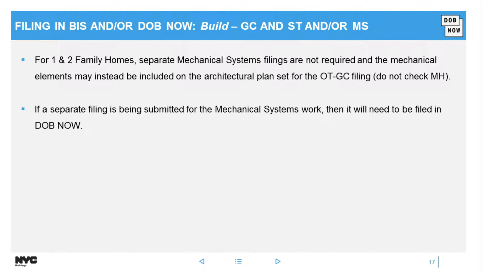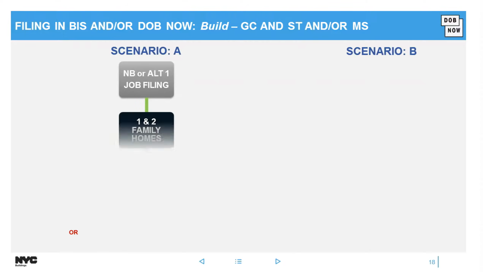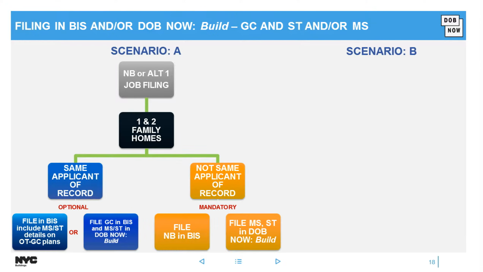All right, so because we don't have all of the work types available in DOB Now Build, I built a little cartoon or process flow to help you understand what your options are for filing in BIS versus using DOB Now Build. So I have a scenario here where I have a new building or Alt 1 job filing, and it's a 1 and 2 family home. Now, depending on if it's the same applicant of record or not, you have an option.